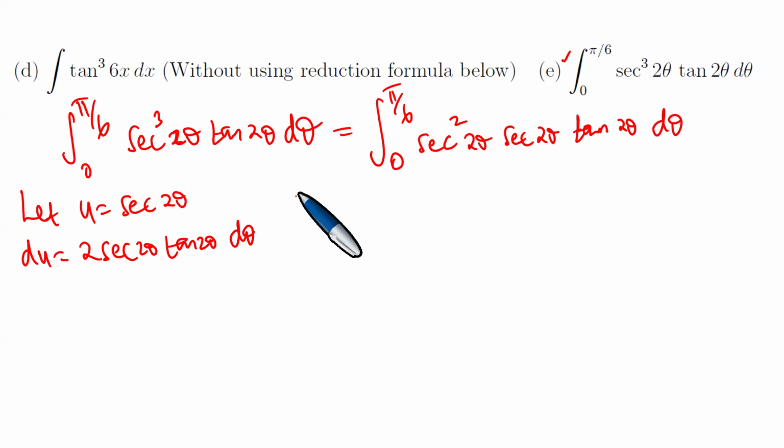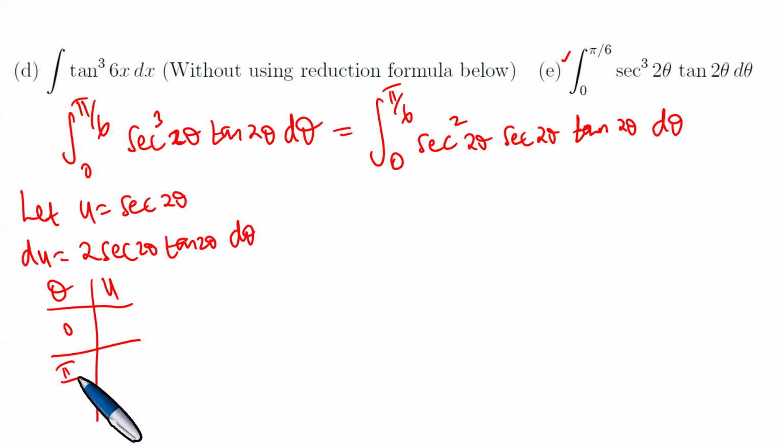Okay, so now we're going to change the limits of integration from theta to u. When theta goes from 0 to pi over 6, u is secant of 2 theta. The secant of 0 is 1, and the secant of pi over 3 is exactly 2.